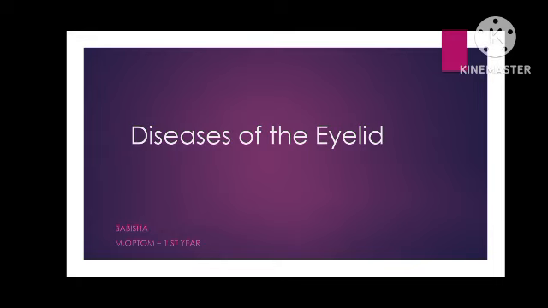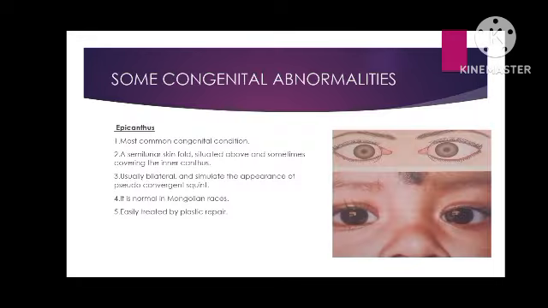Today we are going to study the diseases of the eyelid. First, some congenital abnormalities. First one is epicanthus, the most common congenital condition, a semilunar skin fold situated above and sometimes covering the inner canthus, usually bilateral, and simulating the appearance of pseudo-convergent squint.